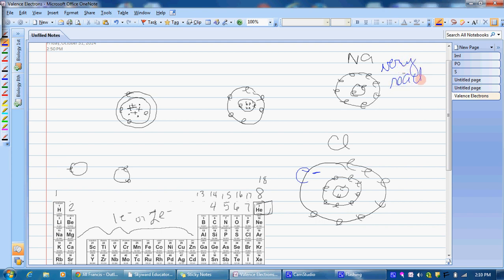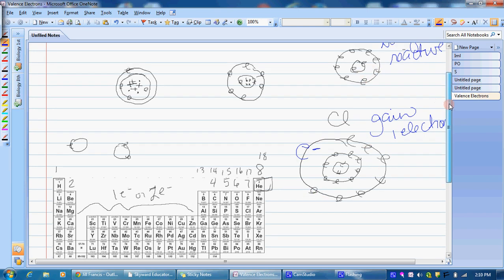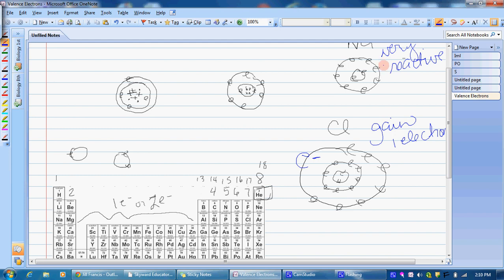So anything in group 1 that only has that 1 electron out here in the outer shell is very, very reactive because it's easy to get rid of 1 electron. Anything that's in group 17 here with chlorine is also very reactive because all they have to do is gain 1 electron. So the reason this one is reactive is because its shell is almost full. The reason sodium's very reactive is because its shell is almost empty. And so both of these groups are very, very reactive.